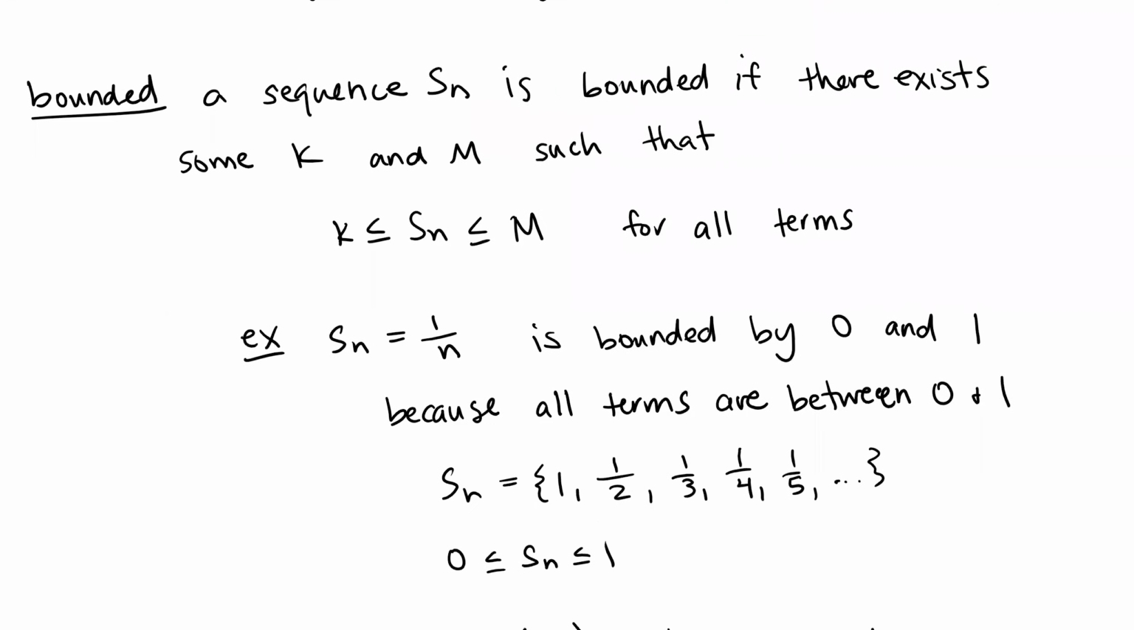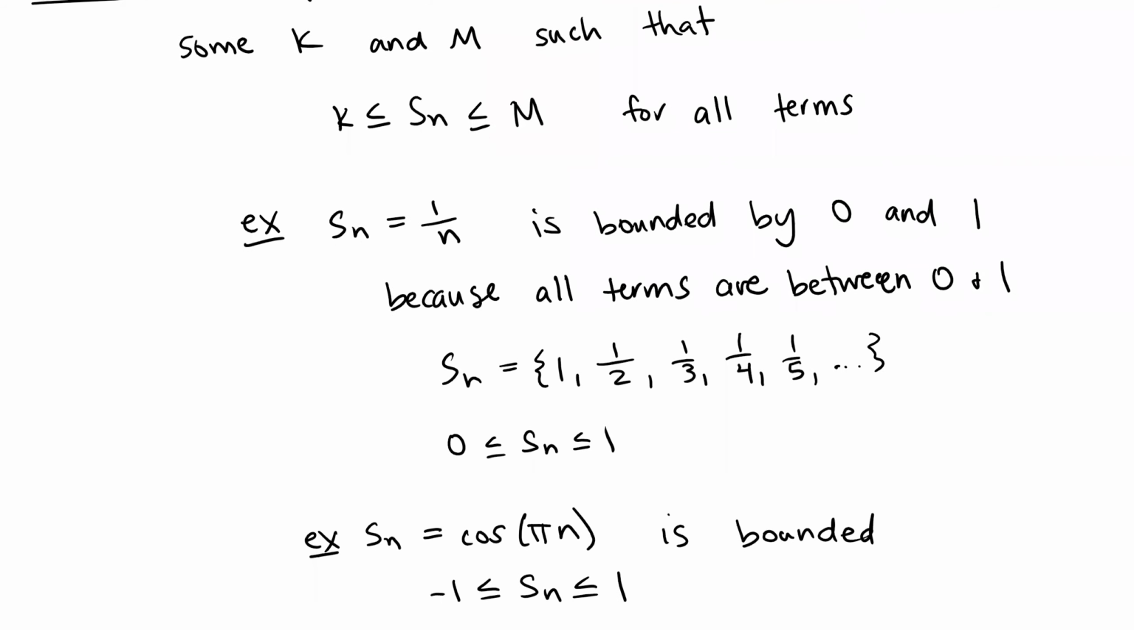So for example, if we look at Sn equals 1 over n, and we write out a whole bunch of the terms here, we know that our first term is 1, then we have a half, then we have a third, a quarter, a fifth, and so on. So we can see that all of our terms are bounded between 0 and 1 because our biggest term is 1, and then our terms are getting closer and closer to 0. Or in other words, the limit of this sequence is 0. So all of our terms are stuck between, they're all bounded between 0 and 1.